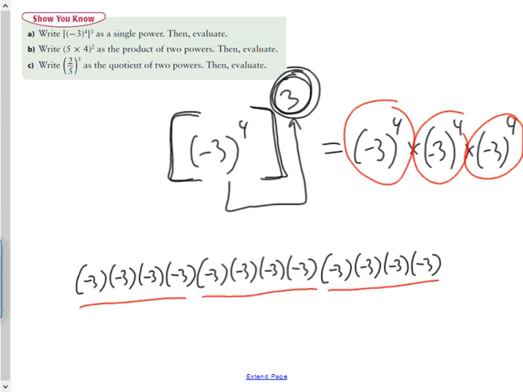So in this case, I have -3 multiplied by itself 12 times. When I simplify that repeated multiplication, it would be -3 as a base to the exponent of 12. But there's an easier way for me to do that.